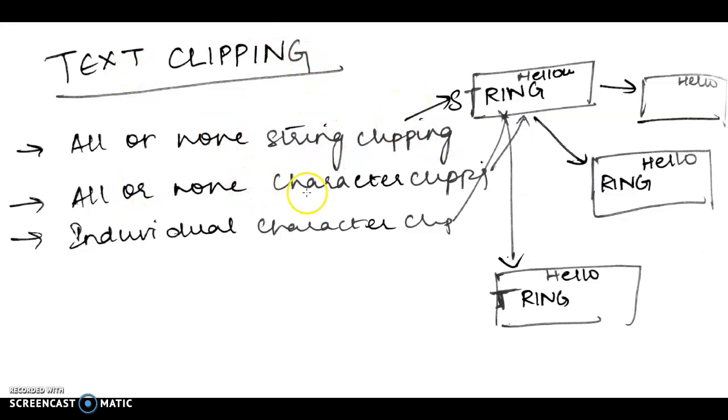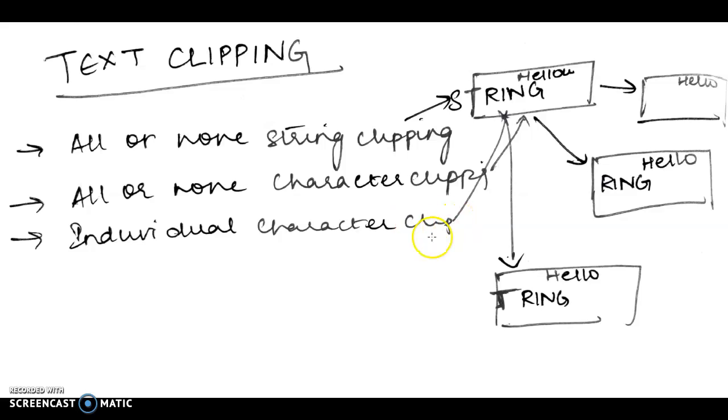In all or none character clipping, as usual hello will be inside, but in the string word the S will be eliminated because it's completely outside. The T also will be eliminated, even though there is some part of T inside the window, it will be completely eliminated, and only the RING part will come inside the window. So in all or none character clipping, if you give the input as this one, the output will be this one. And in all or none string clipping, if this is the input, this will be the output.